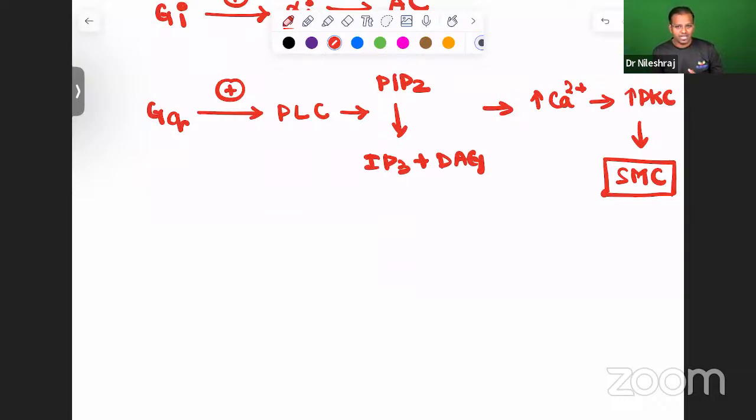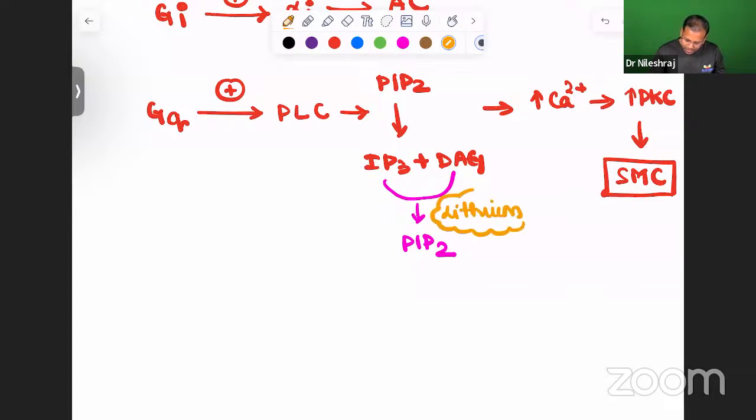Now this IP3 and DAG, which are actually broken down from PIP2, this will be happening till the agonist or the drug is binding with the Gq receptors. When the drug is moved out, you know what will happen? IP3 and DAG will join back together to resynthesize PIP2, because PIP2 is actually a membrane molecule. So these two, IP3 and DAG, will join together to form PIP2 again. This resynthesis of PIP2 is actually inhibited by lithium. You know what lithium is, buddy? Lithium is an anti-manic drug.